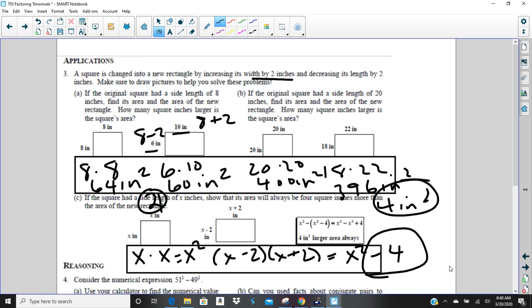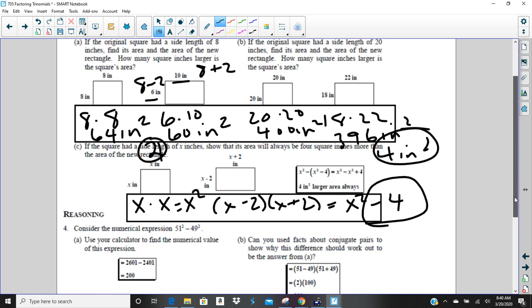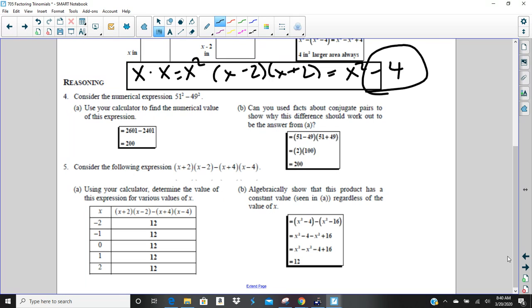Don't worry about question 4. I really am not going to worry about it too much. And then question 5 was just like what we were doing, where we want to try and see that it pretty much was the same thing we just did. Hopefully that was good.